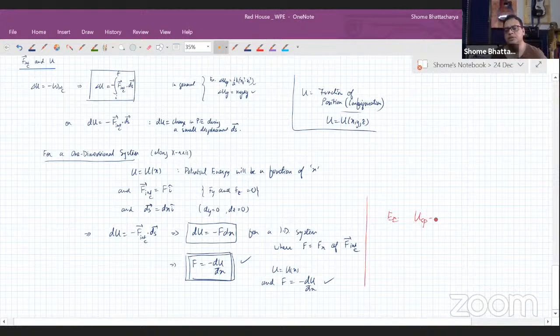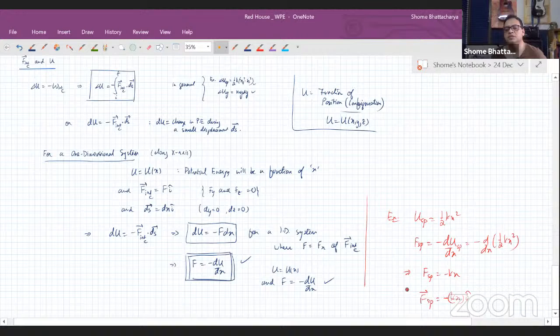Potential energy of a spring is half kx square. So the spring force should be minus dU by dx. So that is minus d by dx of half kx square. So that means the spring force has the x component of minus kx. That means the spring force as a vector we'll write as minus kx i cap, which is correct.